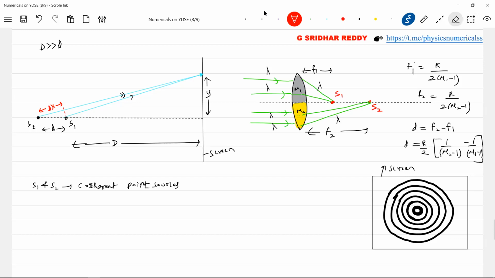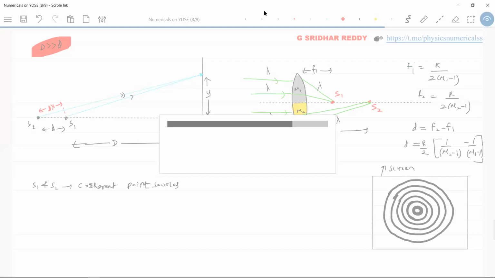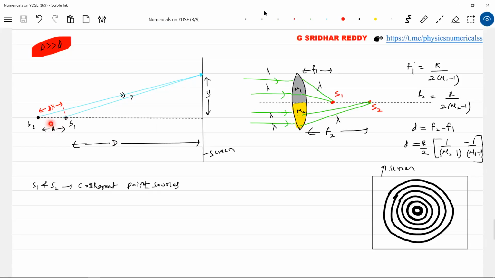Agree with this? Now again, look at the conditions. What do you mean by this? Capital D is very much greater than small d. What is small d? The distance between the two coherent sources. And the distance of the coherent sources from the screen is capital D. Now, what is the use of this? Draw the diagram in such a way that the angle subtended by these two rays emitted by the sources reaching point P with the horizontal is theta. Both will subtend the same angle, theta.